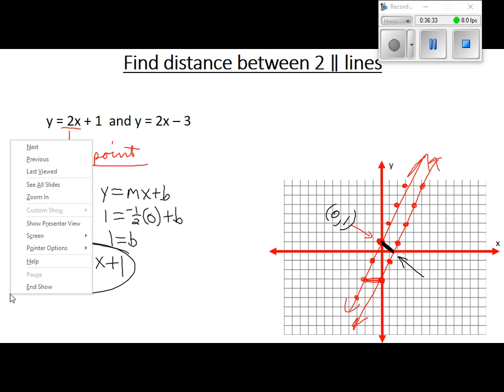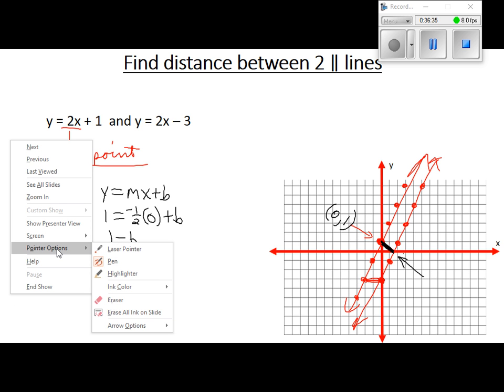I'm not switching, I'm just changing my pen color. I can't see the black in here, so I need to change it back.